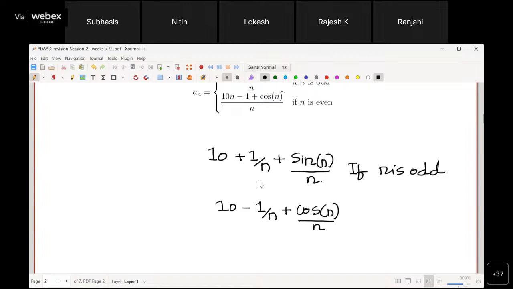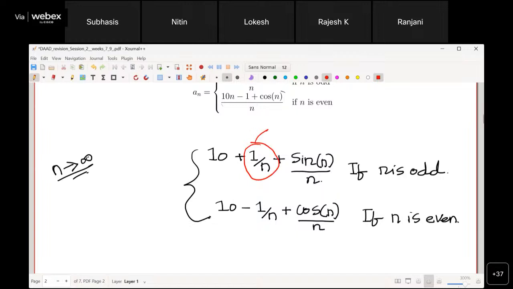If n is even, right? So basically what you need to find is where both the terms are going when n is going towards infinity. That is what you want to find. So when n is going towards infinity, then this thing certainly is going towards 0, right?